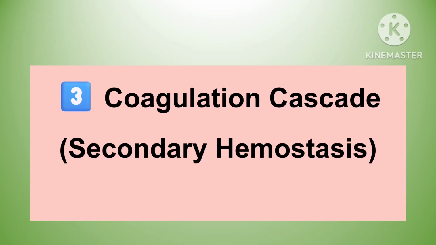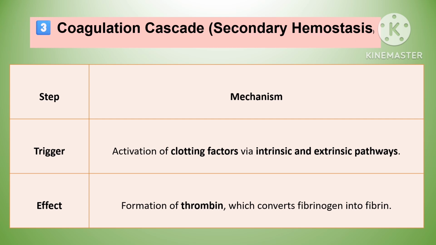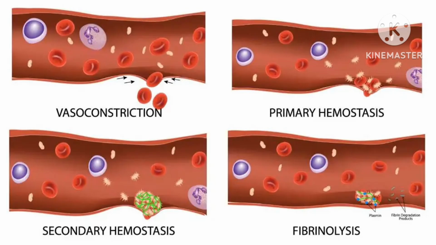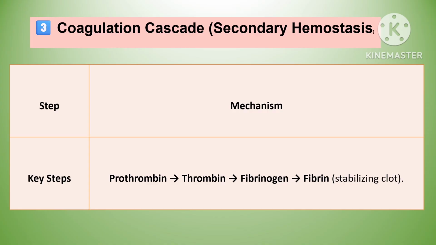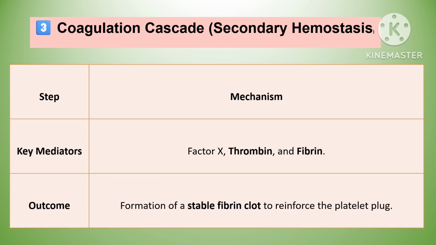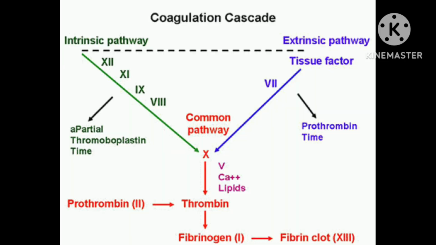Following primary hemostasis comes the phase of secondary hemostasis, where the platelet plug forms. The coagulation cascade is activated through two main pathways. The first is the intrinsic pathway, which is triggered by internal damage, and the extrinsic pathway, which is triggered by external trauma. Both these pathways converge to activate factor 10, leading to the formation of thrombin. Thrombin converts fibrinogen into fibrin, creating a meshwork that strengthens the clot. This results in the formation of a stable fibrin clot, preventing further bleeding.